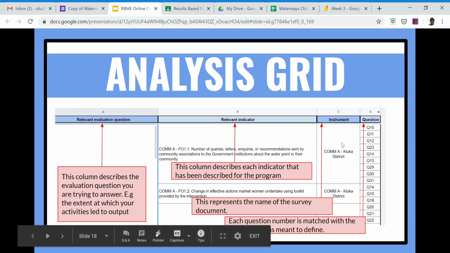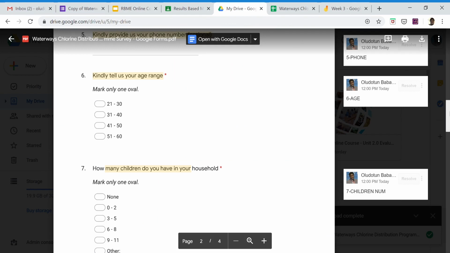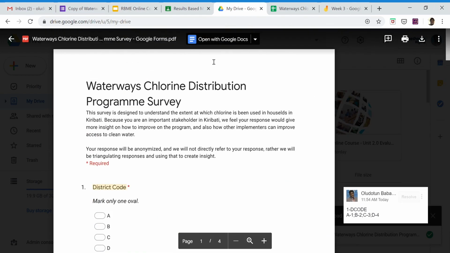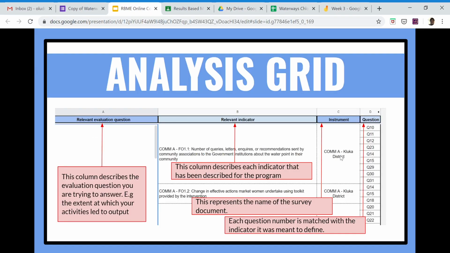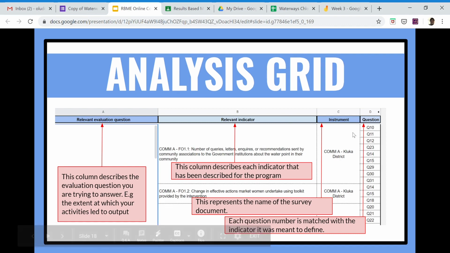And the instrument is in the third column. Instrument means the name of the questionnaire, just like you have here, the water waste chlorine distribution program survey. If this was going to a different category of people, maybe you might have different names for it. That's what it means.